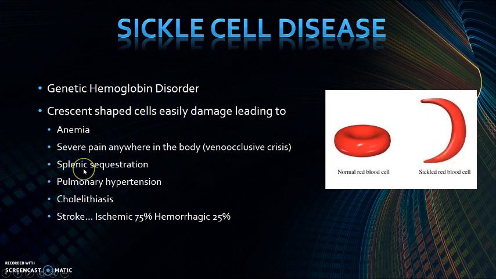It can cause splenic sequestration, which is pretty much the spleen atrophies and dies due to frequent infarcts within the spleen. Pulmonary hypertension, cholelithiasis or gallstones. Usually the gallstones, as opposed to being made up of cholesterol like most gallstones are, they're made up of bilirubin from the breakdown of the red blood cells, and can lead to stroke. 75% of these strokes are ischemic, 25% are hemorrhagic.